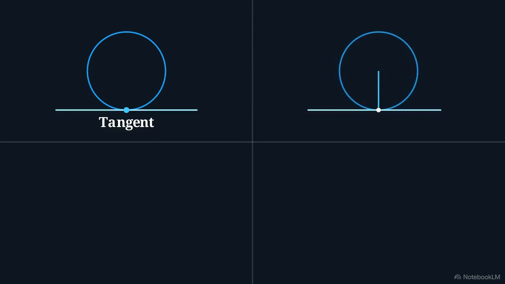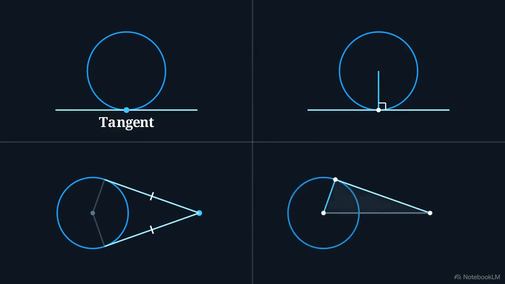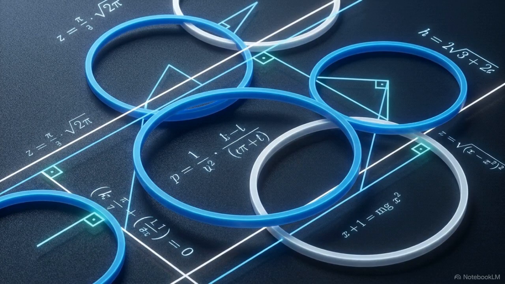Let's map the rules. 2 intersection points make a secant. A single grazing point makes a tangent. First, tangents and radii intersect at right angles. Second, 2 tangents from an external point are equal in length. Finally, verify the right angle to identify the hypotenuse. Advanced geometry problems are solved by combining these simple, reliable rules.